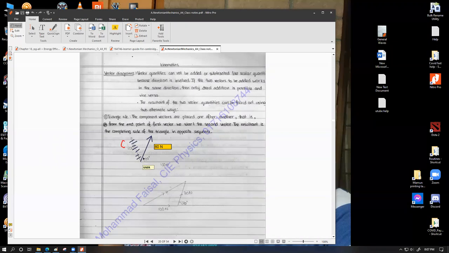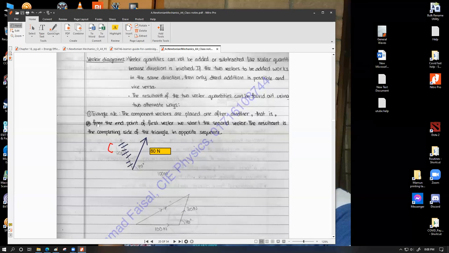So exactly, this is the part where we have the vector diagrams. We have the triangle rule over here. The component vectors are placed one after another. That is, from the endpoint of the first vector, we start the second vector. The resultant is the closing side of the triangle in the opposite direction. So we have this thing over in this direction.